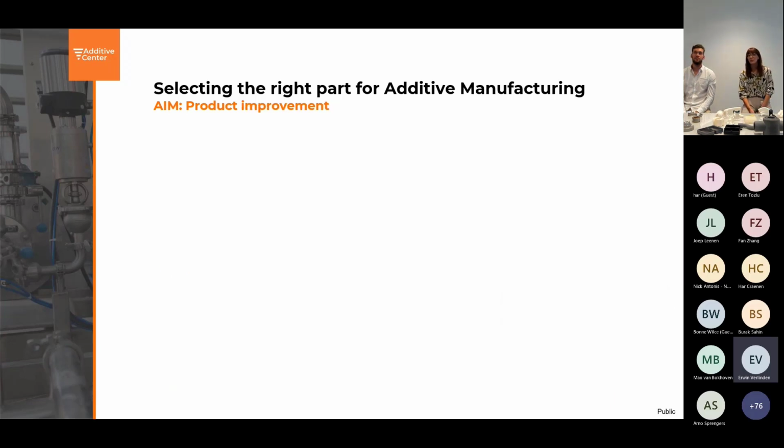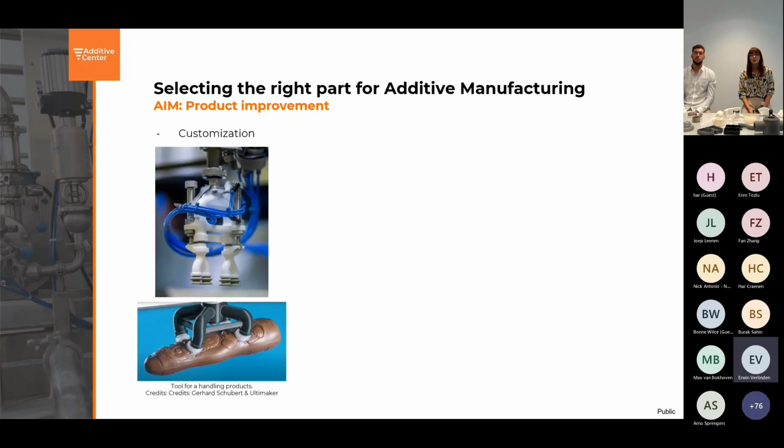To go to the next aim, which is product improvement. So that is one of the aims we have when choosing parts for additive manufacturing, besides cost reduction. This is an example of customization. I know that maybe in your environment you're not using customization as much, but anyway, I want to show you this interesting example from Gerhard Schubert and Ultimaker, done together. It's a tool for holding products in the packaging industry. It's a tool that can hold different types of holders, but it can also be customized for a specific product.